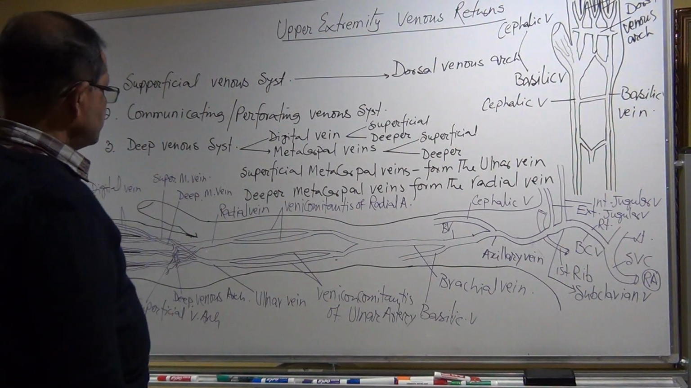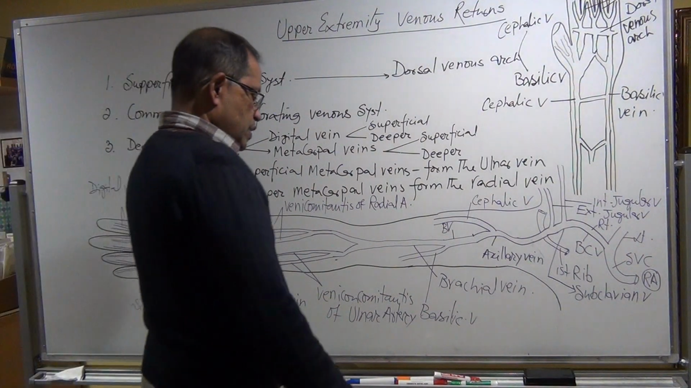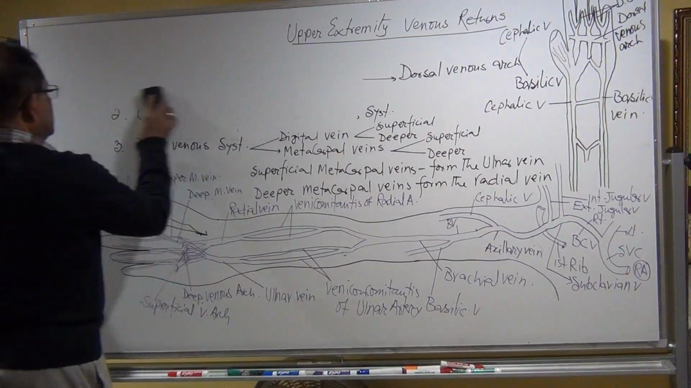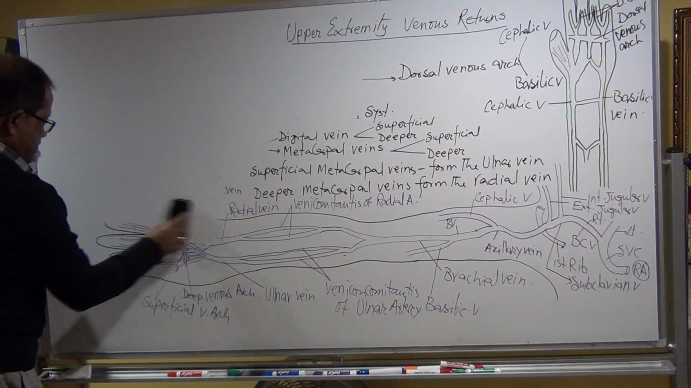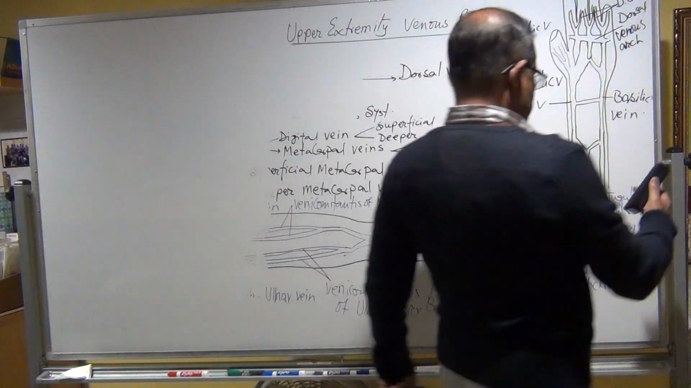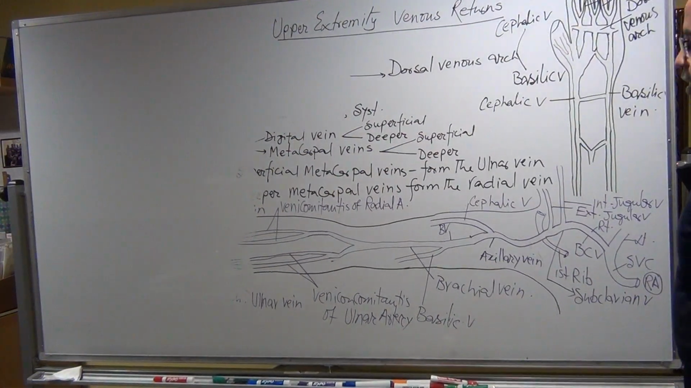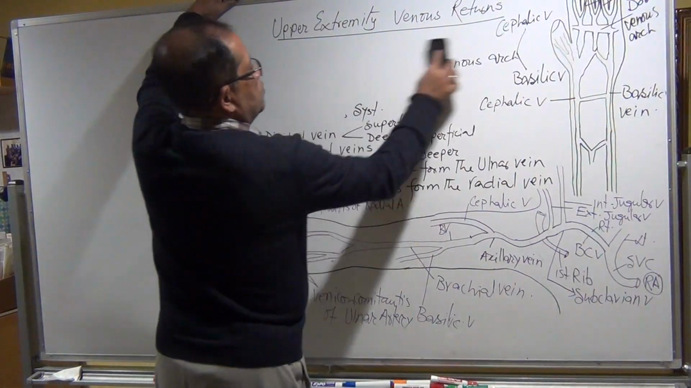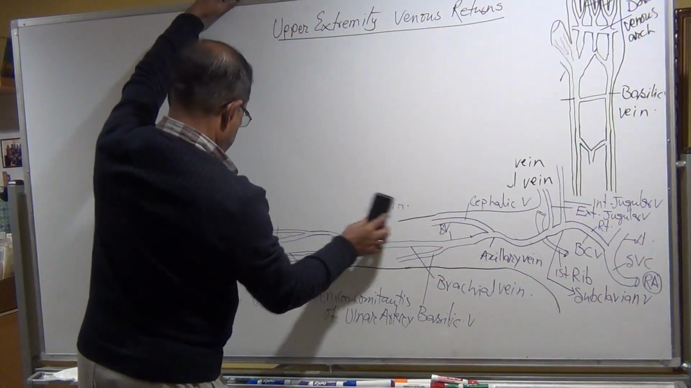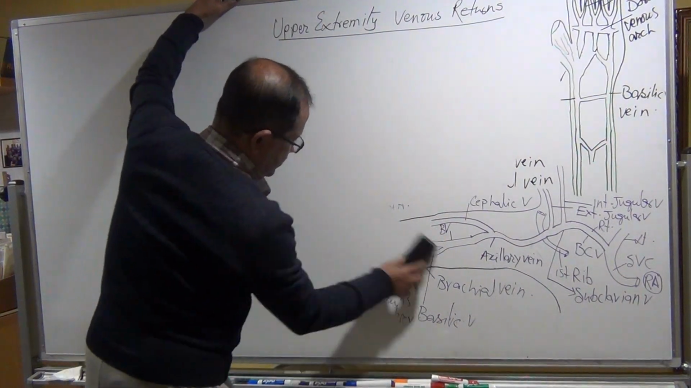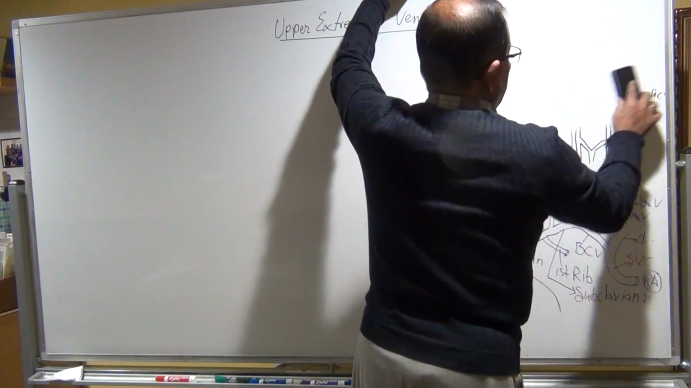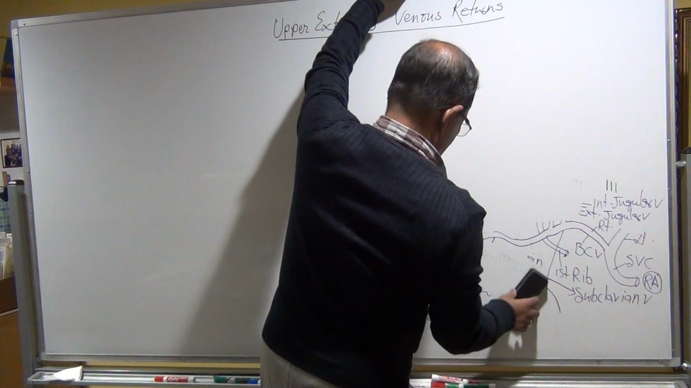Okay, so now I will show you the valve system. The valves are present in the veins, and the lower extremity has more valves than the upper extremity. Okay, so the valves' function is very important.